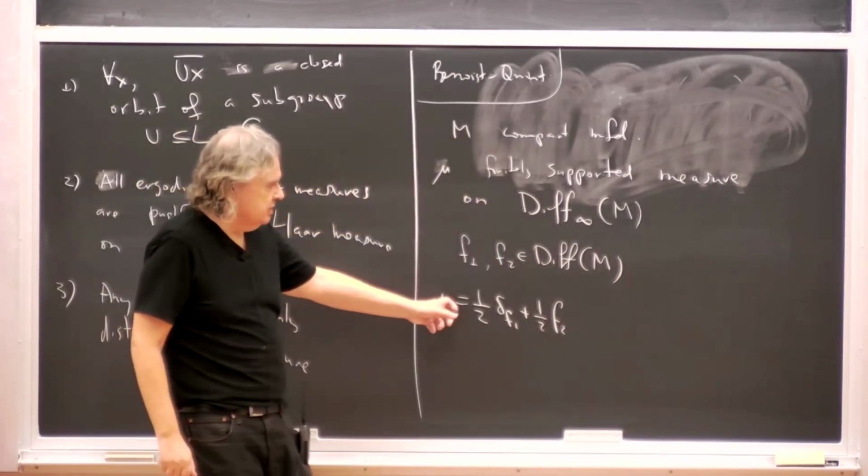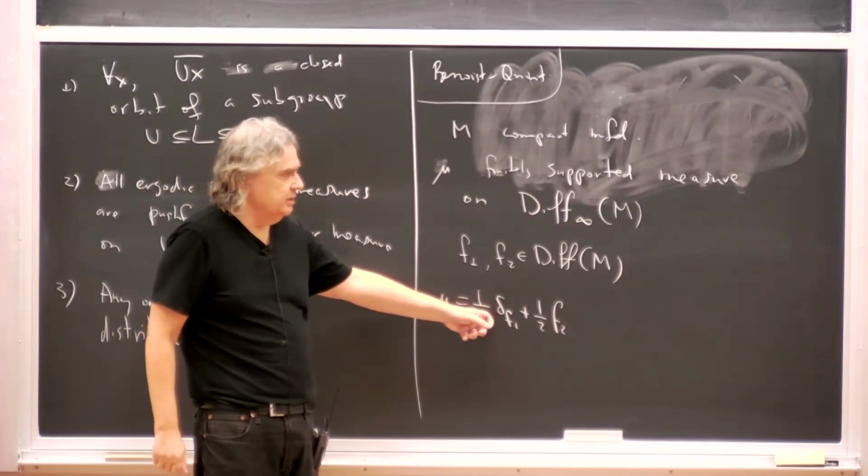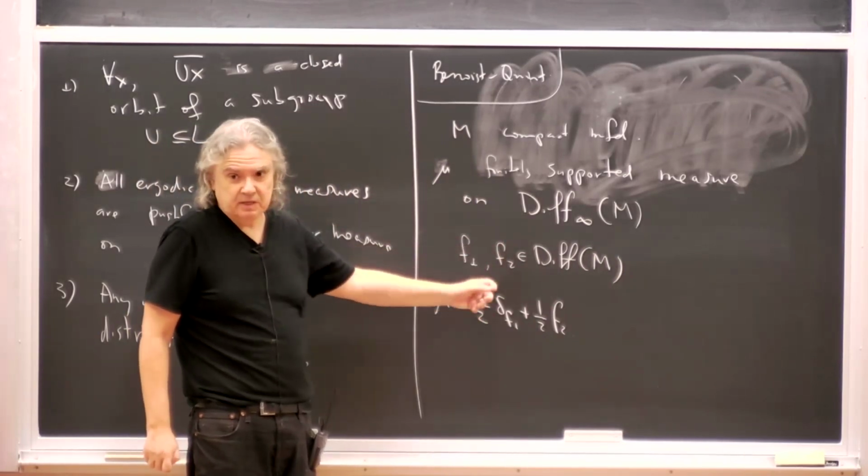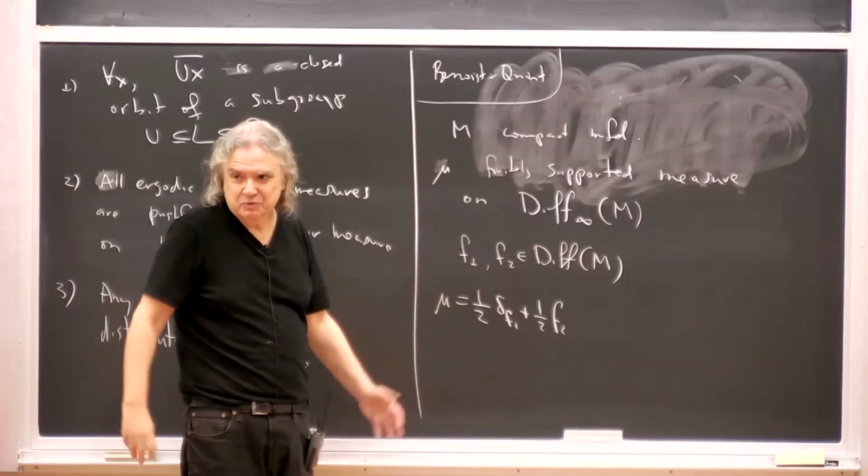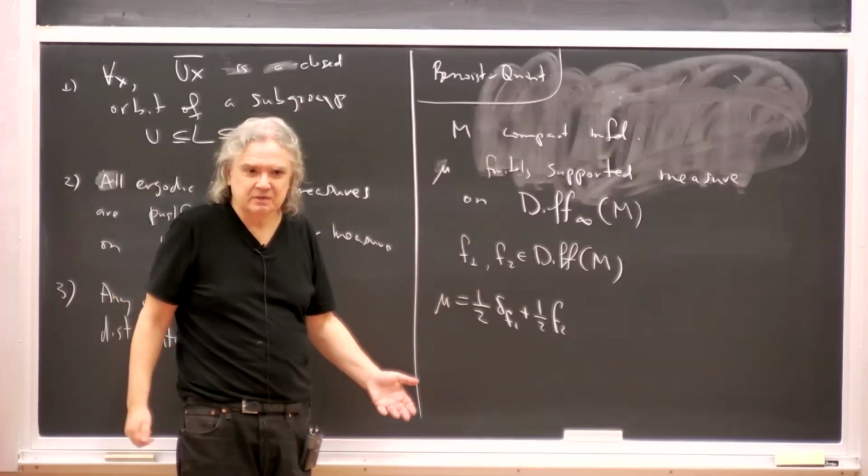What I'm really going to do is the following. I'm going to take a point X and apply F1 or F2, each with probability 1/2, and I'm going to get some sort of random dynamical system.